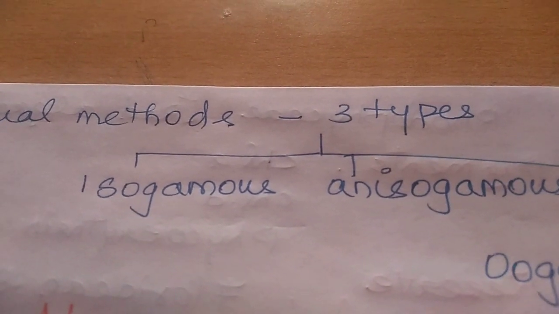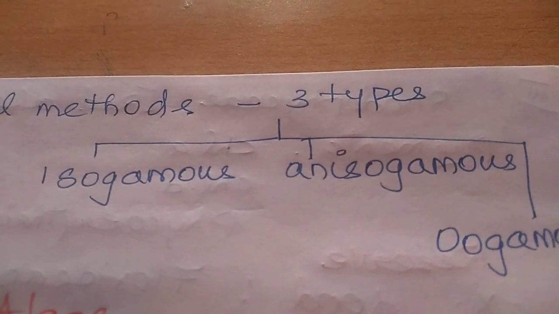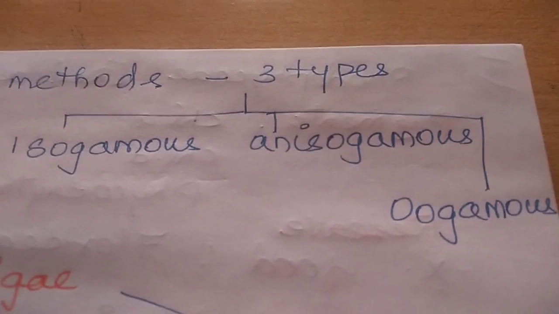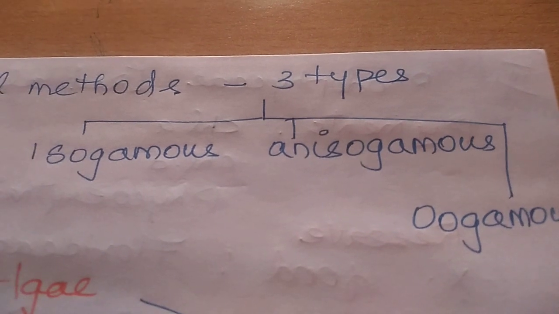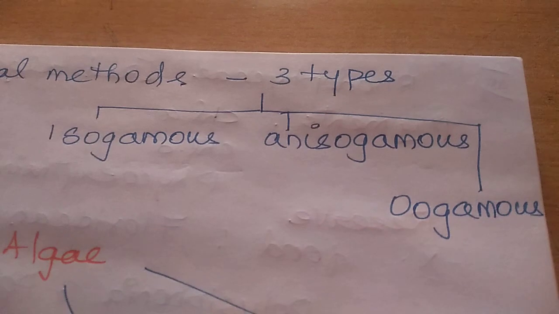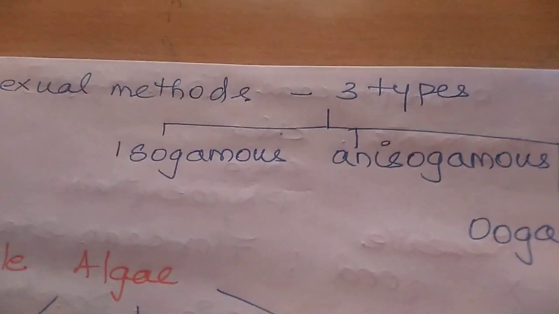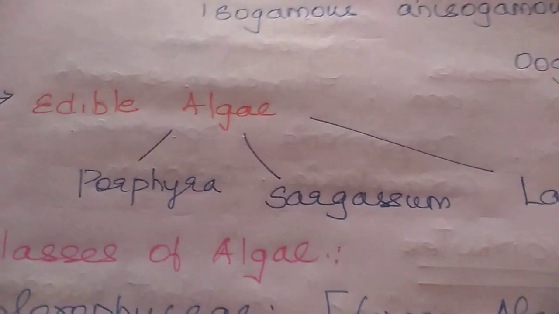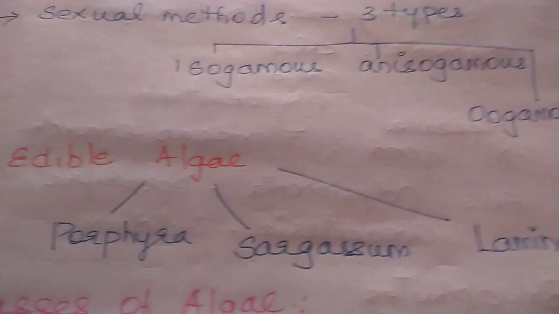Isogamous means fusion of similar gametes. Anisogamous means fusion of gametes dissimilar in size. And oogamous means fusion of male gamete and female gamete. The male will be small and the female will be large, and the females are non-motile. So these are the different sexual modes of reproduction.